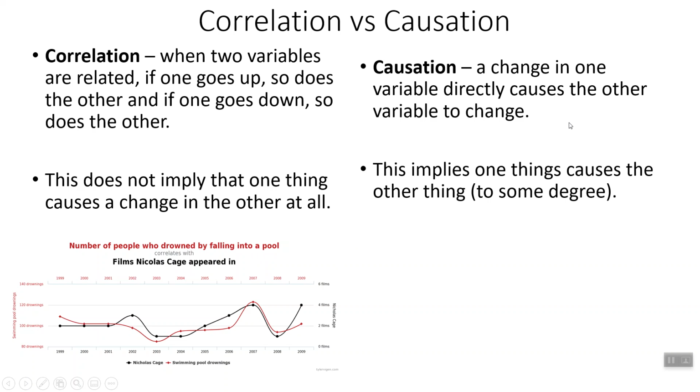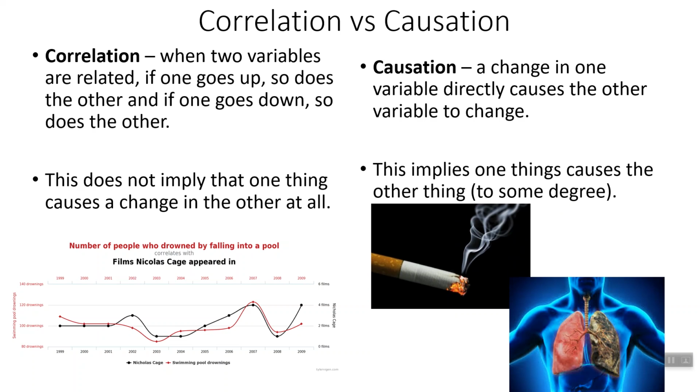Causation, on the other hand, which we find from experiments, is when one variable directly causes the other variable to change. So it's like one thing implies the other thing. To some degree. It might not be the only thing implying it, but it is implying it. All right, so an example here is smoking causes lung cancer. We know that if you smoke, you're taking in cancer-causing carcinogens, and eventually you will probably get lung cancer.